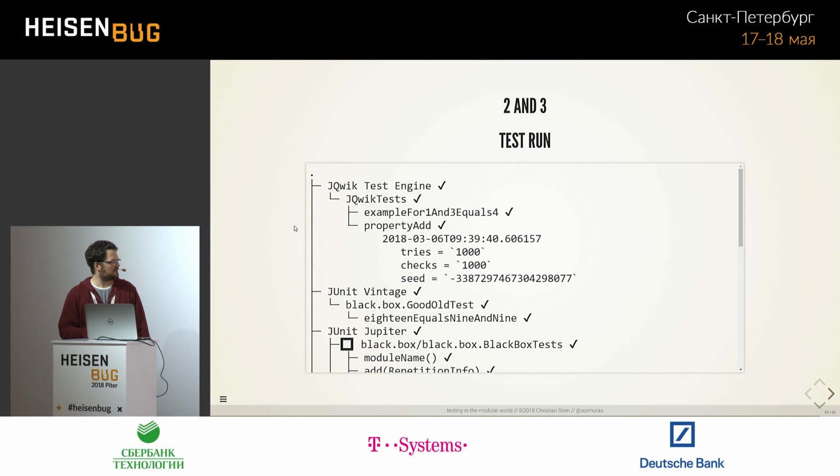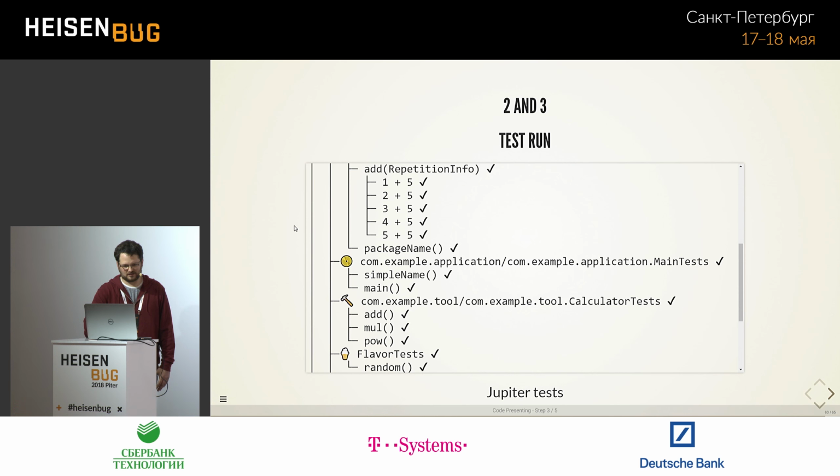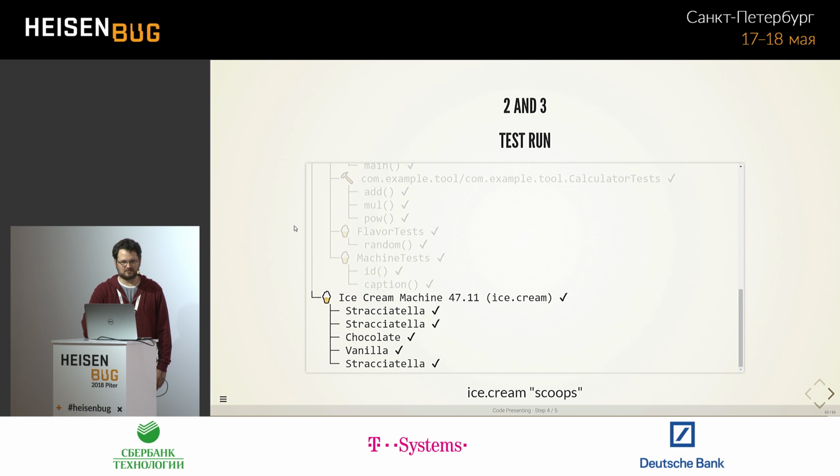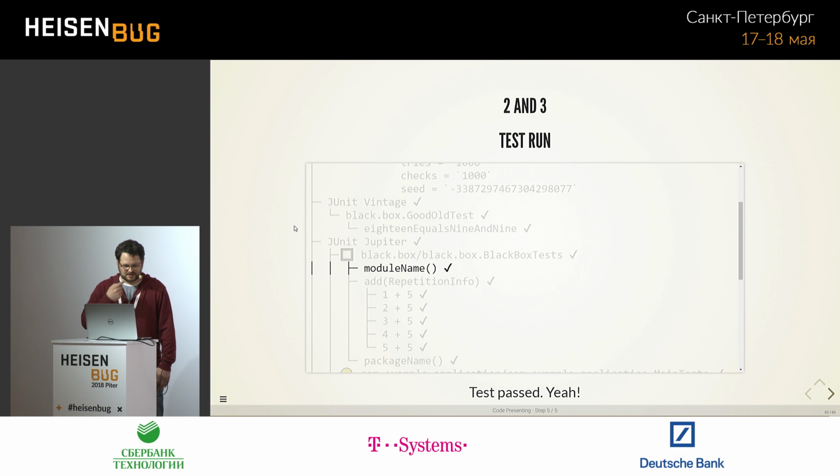We have test run, and all engines were executed, including our ice cream engine, which this time produced stracciatella, chocolate, vanilla stracciatella. And the key point is now the test which uses the module system inside the assumptions now passes.